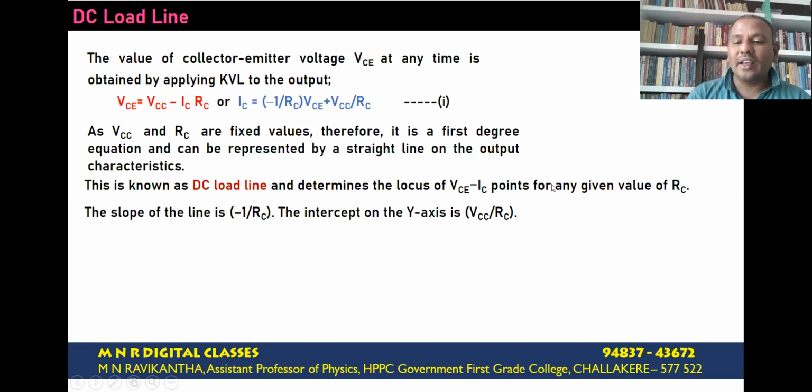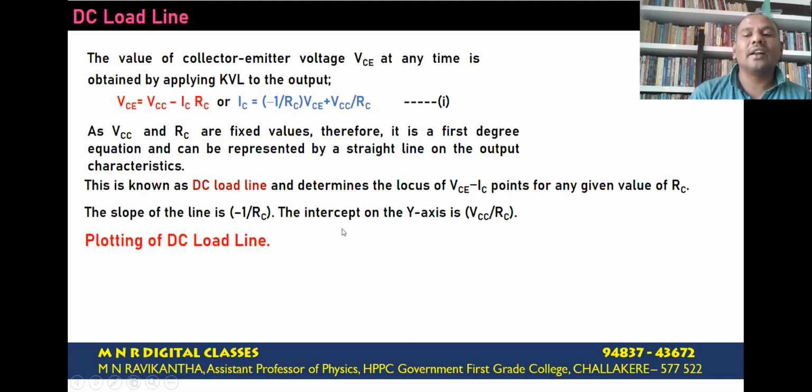The slope of this line is equal to minus 1 by RC. Observe the equation, minus 1 by RC, and the intercept on y-axis gives us VCC divided by RC. This corresponds to the maximum value of collector current. Since the slope depends only on the load resistance RC, the line is called a load line.